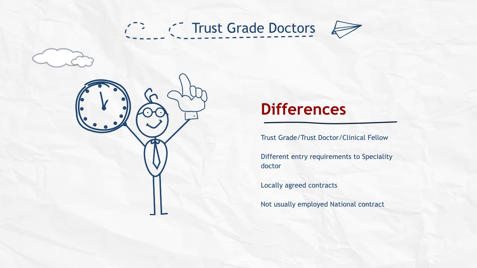and the terms of employment are generally different. They're usually on a locally agreed contract, which often mirrors training contracts. You often get put on an ST3 training contract, although there are some hospitals in the region that still put people on the old junior doctor terms and conditions. So we're not normally employed on the national SAS or specialty doctor contract. That's just slightly different in terms of how your contract is arranged.